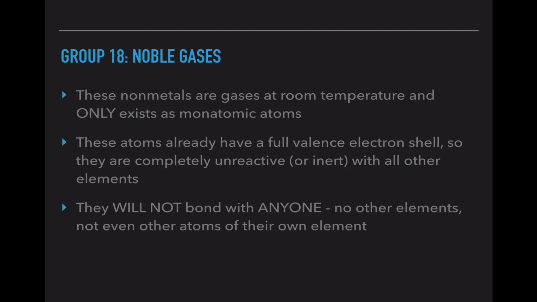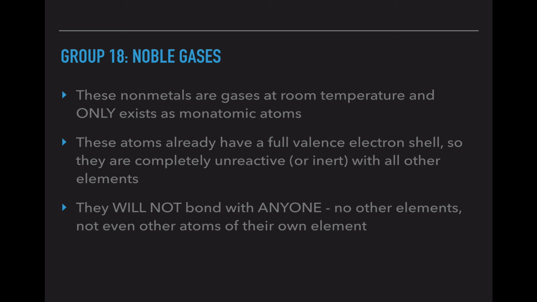Finally, we have group 18. These are the noble gases. Column 18 only exists as monatomic atoms. They do not bond with anyone because their outside shell is full. So in previous notes, we saw that hydrogen and helium fill the first shell, and you may only have 2 electrons in the first shell.